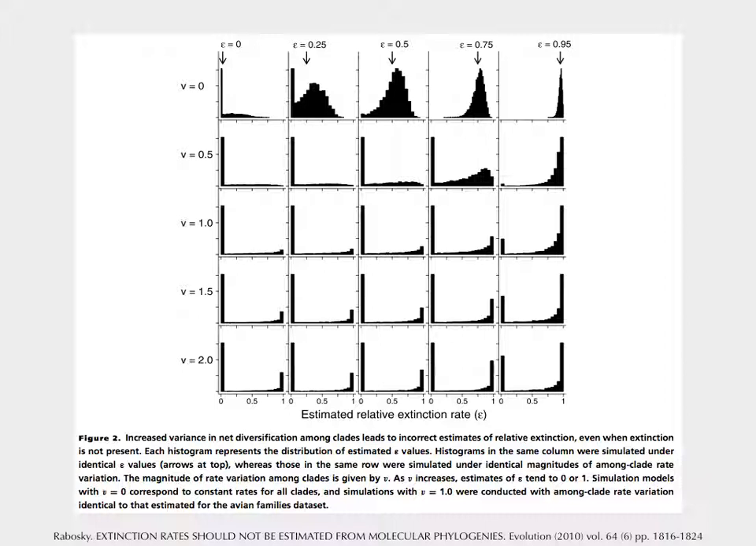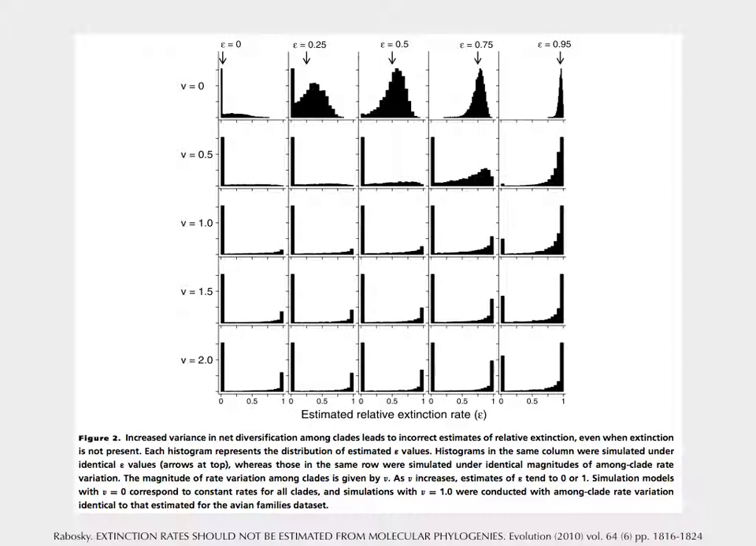And finally, here's an analysis from a paper with a nice title, Extinction Rates Should Not Be Estimated From Molecular Phylogenies, okay? By someone whose career is based on estimating extinction rates from molecular phylogenies. So when someone like that says, you shouldn't do this anymore, guys, stop, you pay attention. Right? And then we can keep doing it anyway. It's good to be cautious about these methods, and here's one reason why.